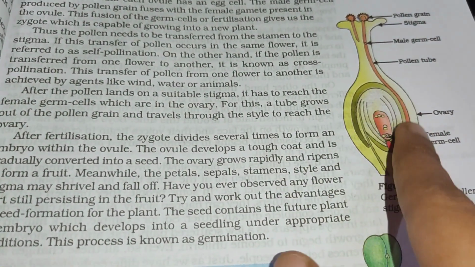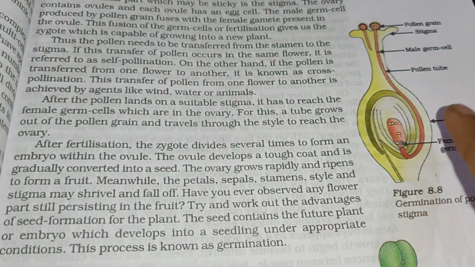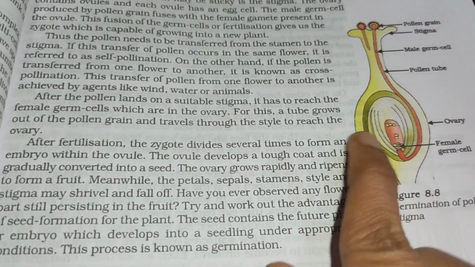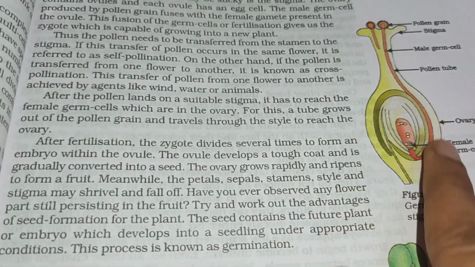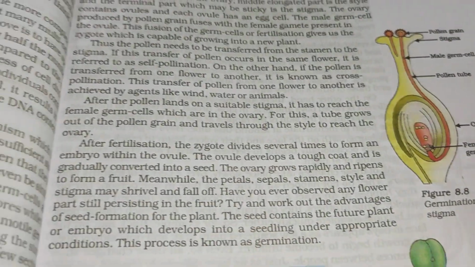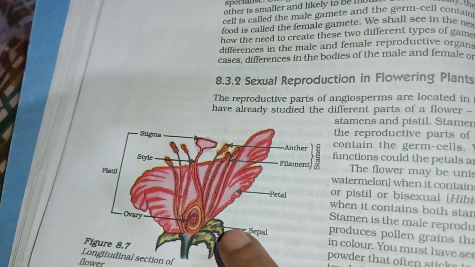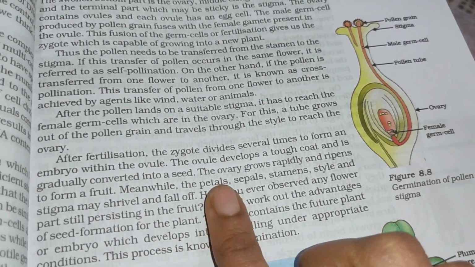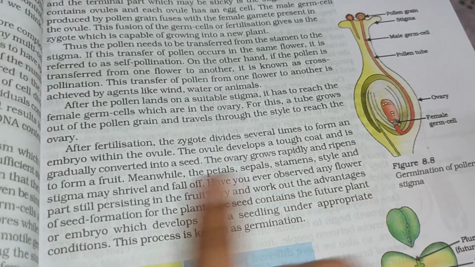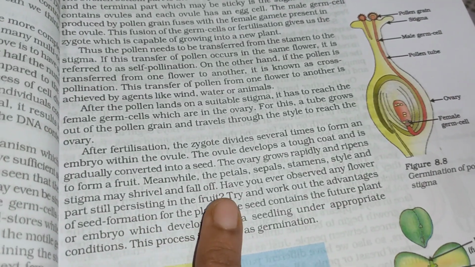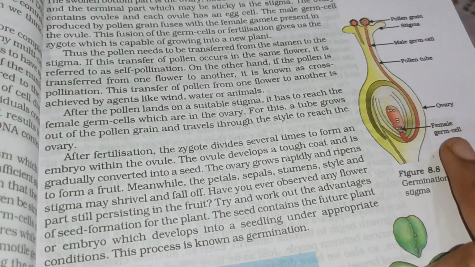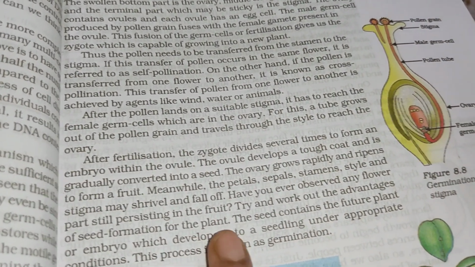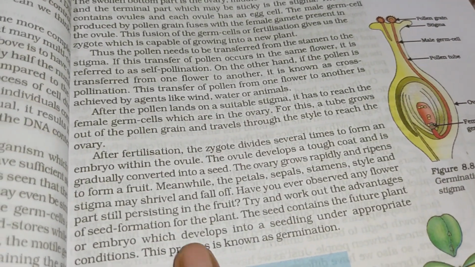What happens to the ovary outside? It grows rapidly and ripens to form a fruit. So outside is the fruit, inside is the seed. Meanwhile, what happens to the sepals and petals? The petals, sepals, stamens, style and stigma may shrivel and fall off. Have you observed any flower part still persisting in the fruit? Sometimes we see some part of the flower present in the fruit.